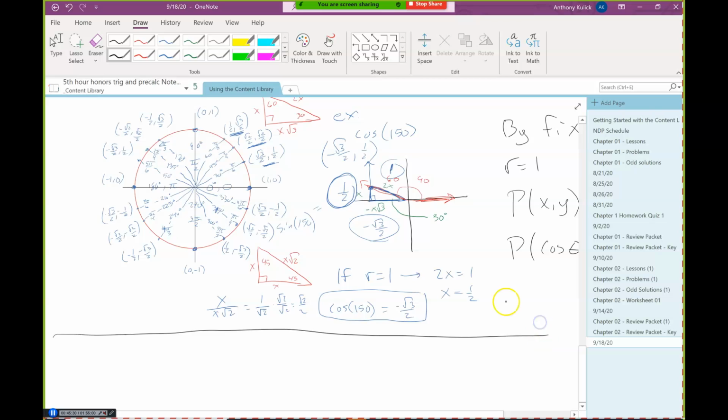So for example, let's say I wanted to do sine of 120 degrees. So I'm going to locate 120 degrees on my unit circle, right there. And I remember that sine is the y-coordinate. So it's going to be the square root of 3 over 2.